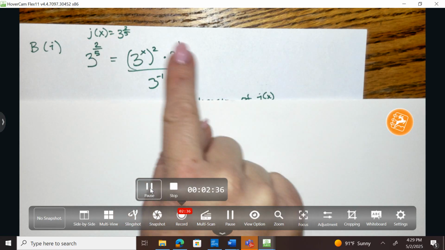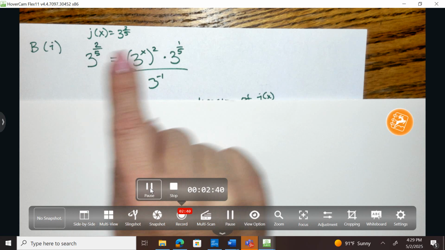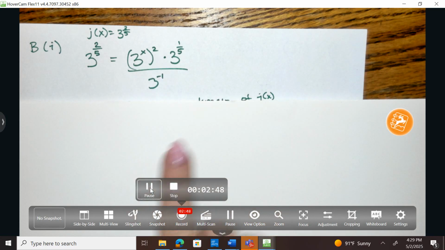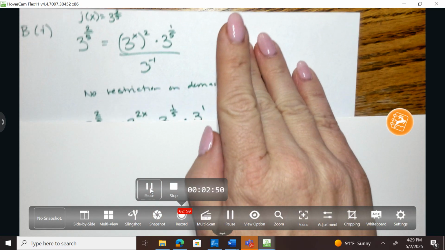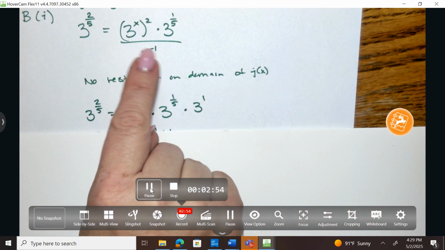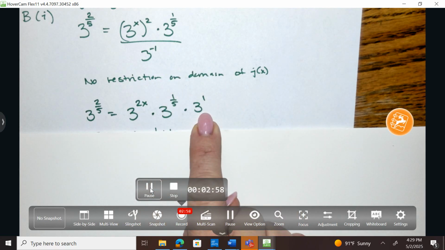So I'm going to take j of x that's provided, and I'm going to set it equal to 3 to the 2/5. Also, I know right now that x can be any real value, positive, negative, or 0. Okay, so the first thing I'm going to do, since there's no restriction on the domain of j of x, is take this 3 to the negative 1, and when I move it up to the top, now the exponent becomes positive.